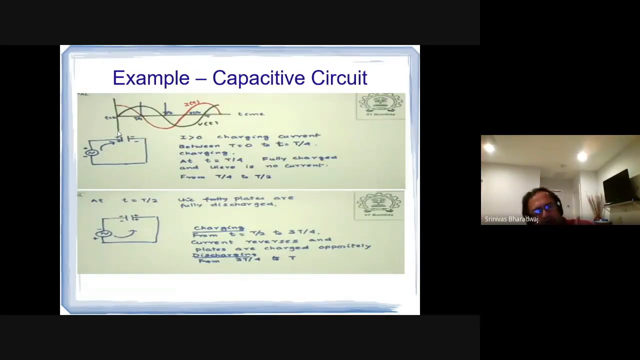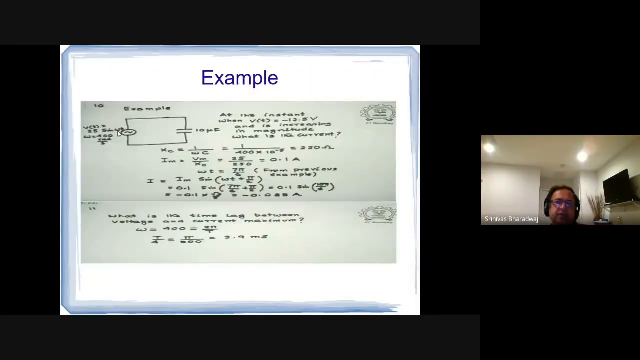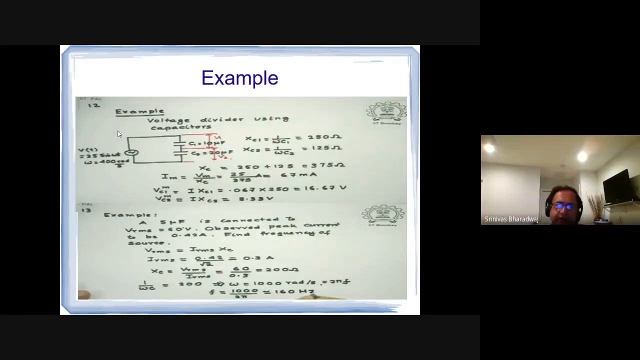You're of course welcome to go and see the full video in IIT PAL, and I strongly encourage you to do so. But my aim in presenting this is, of course, to first encourage you to do that, and also to present it in a simpler fashion. Okay? So now let's look at the voltage divider using capacitors.